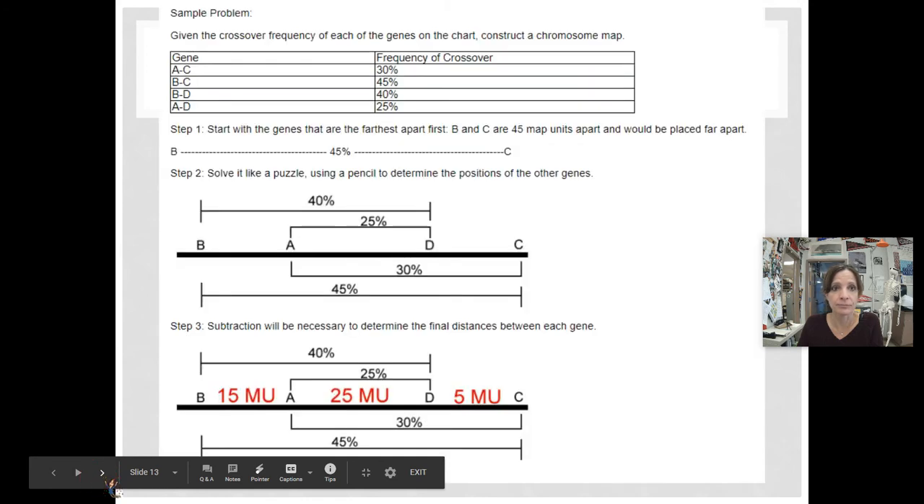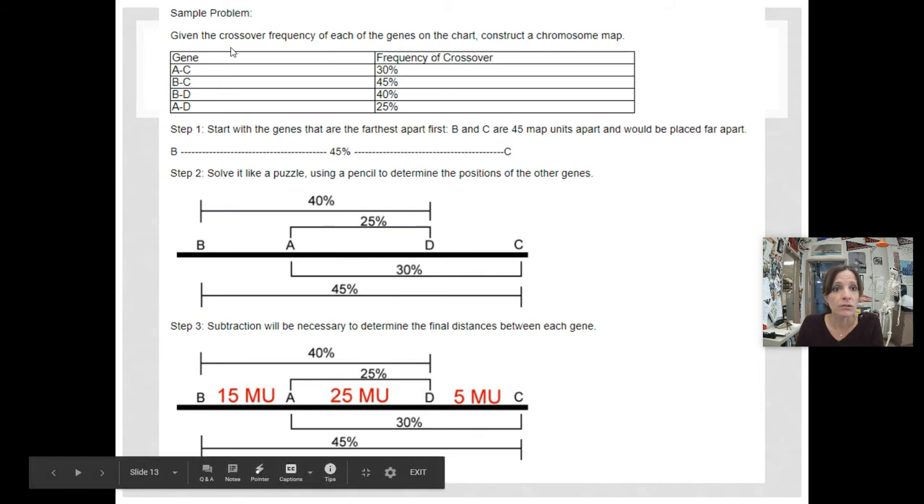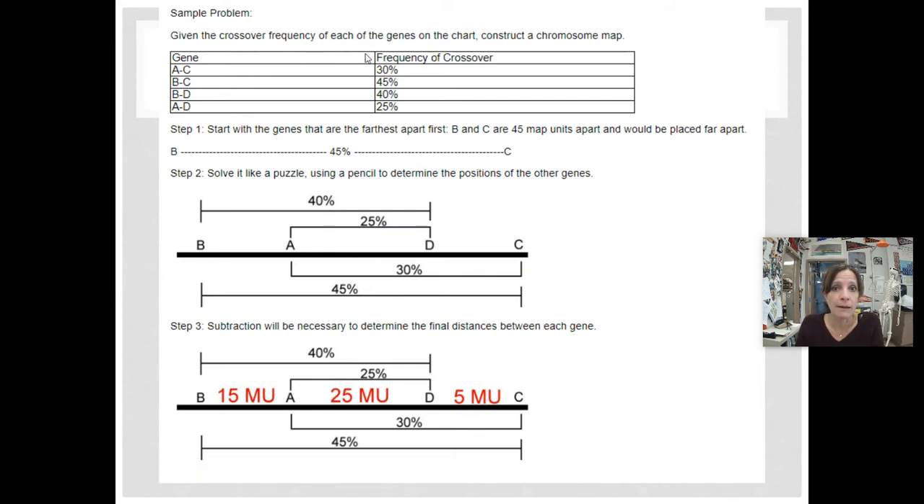Okay, so we're going to do a problem. I'm going to explain it the first time, so you're definitely going to want to write this down in your notes. And then there's going to be a couple more problems where you're going to pause the video and try the problem. So you could be given the frequency of crossover between these different genes, and what you're going to need to be able to do is put them on a map, on a chromosome, and show their relative position.